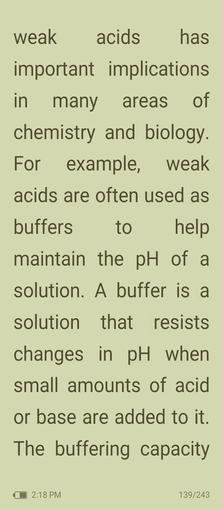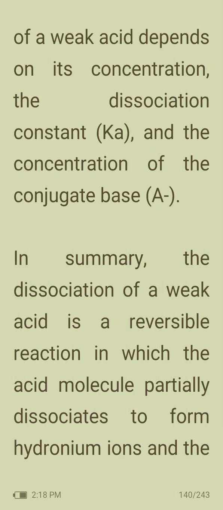The dissociation of weak acids has important implications in many areas of chemistry and biology. For example, weak acids are often used as buffers to help maintain the pH of a solution. A buffer is a solution that resists changes in pH when small amounts of acid or base are added to it, so weak acids can be used as buffers. The buffering capacity of a weak acid depends on its concentration, the dissociation constant Ka, and the concentration of the conjugate base A-.